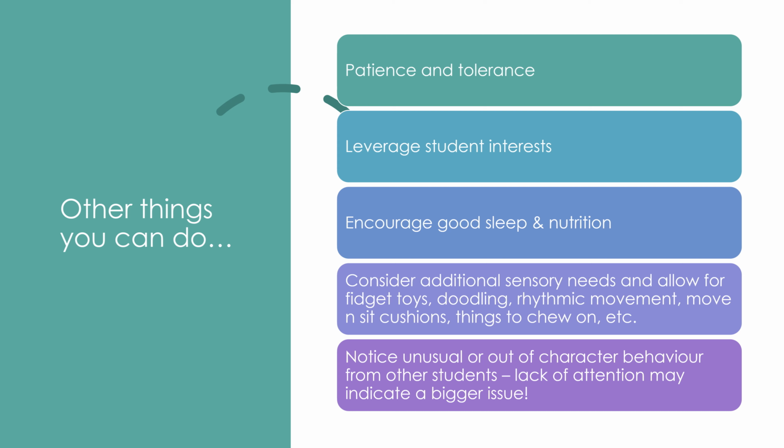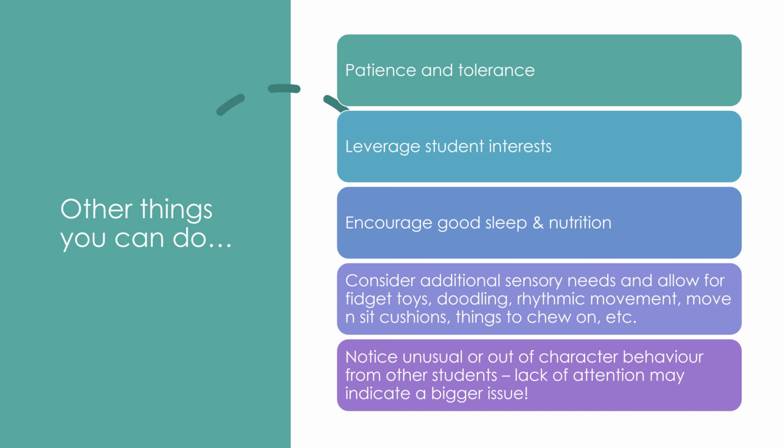Next up, as previously mentioned, sensory needs tend to come hand in hand with attention difficulties, and some children might benefit through rhythmic movement, move and sit cushions, things to chew on, doodling, and fidget toys, to name just a few. It might be helpful to create a sensory checklist to help both you and the student understand what they are sensitive to and how they respond to certain sensory inputs. This can then be used to inform which activities may help them in the classroom. The OT Toolbox website has some amazing resources for this.